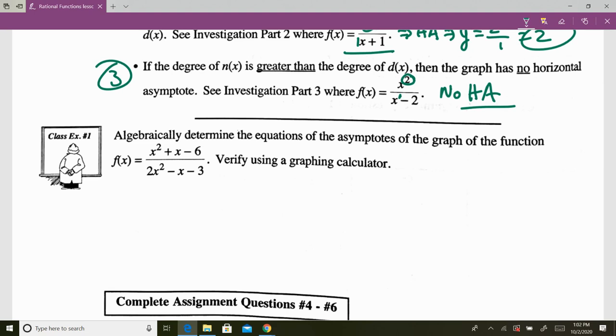What multiplies to -6 and adds to 1? -2 and 3. So the top becomes x plus 3 times x minus 2. The bottom, I'm going to give you the factored form. You need to be able to factor these on your own. Becomes 2x minus 3 and x plus 1. Okay, it's now factored. So, what are my vertical asymptotes? What makes the bottom 0?